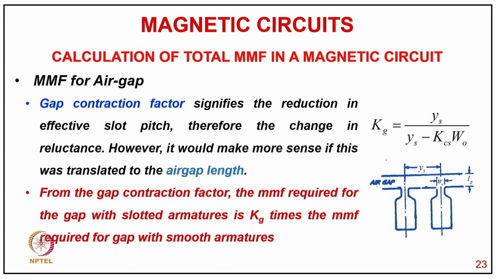And then, the gap contraction factor signifies the reduction in the effective slot pitch, and therefore the change in the reluctance. However, it will make more sense if this is translated to the air gap length. So from the gap contraction factor, the MF required for the gap with slotted armature is Kg times the MF required for the gap with the smooth armature. So that becomes Kg equal to Ys upon Ys minus Kcs into W0.